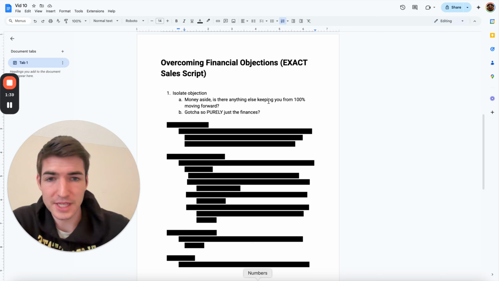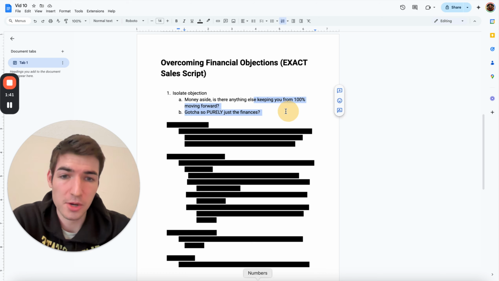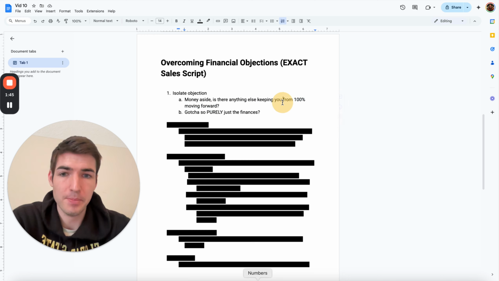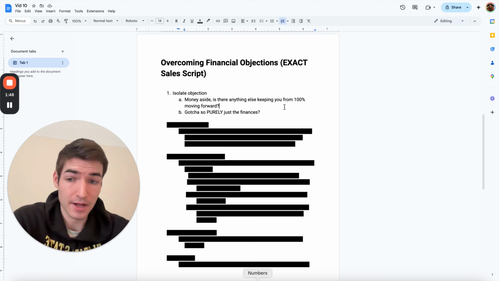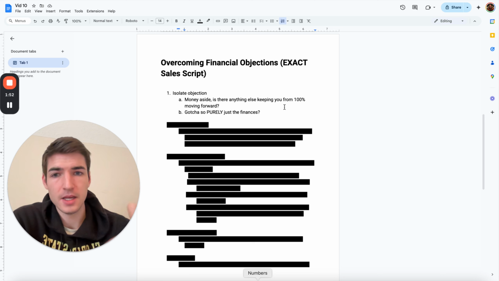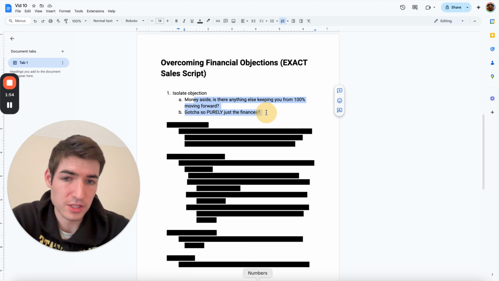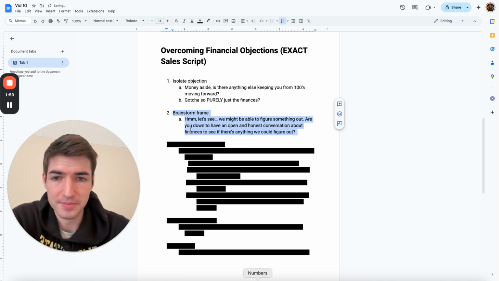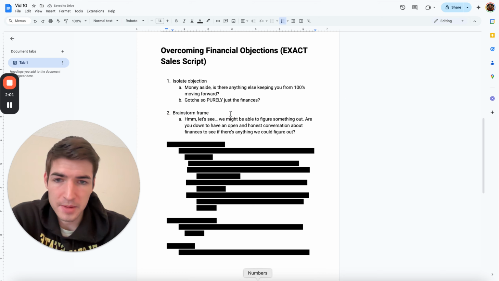That's why we use this binding language of 100% moving forward. You want to use exact, explicit binding language because we're either trying to root out anything else, or trying to get them to confirm this is truly the only thing. So that's step 1: just isolate the objection through a simple question like this. Step 2, once we isolate that yes, it's only money, then we do this brainstorm frame.